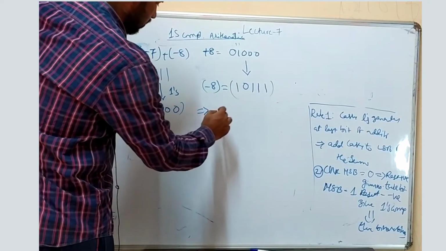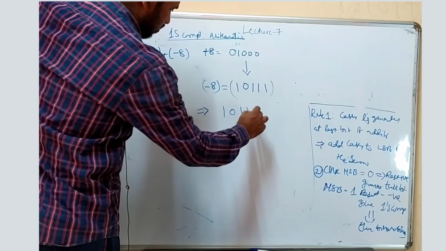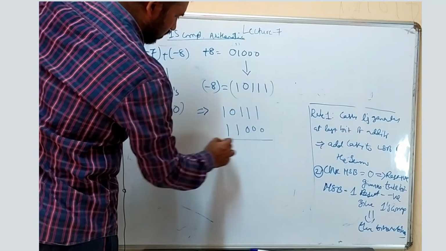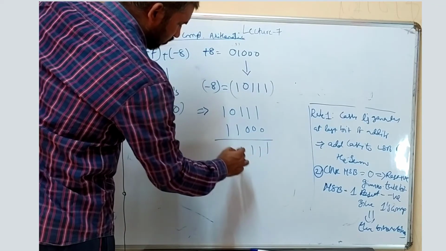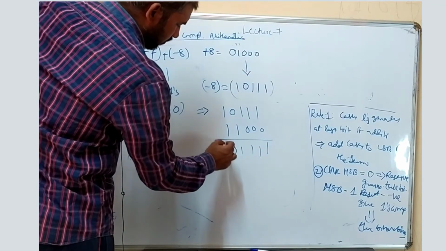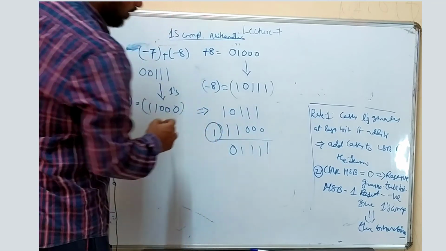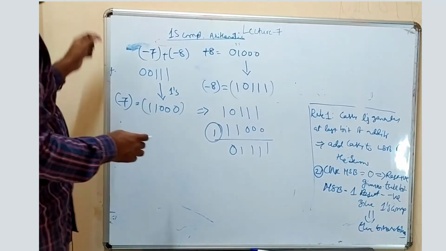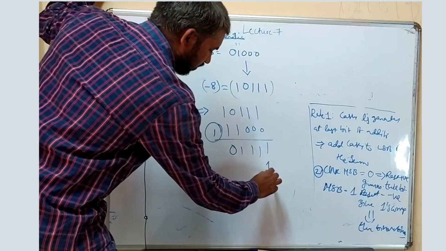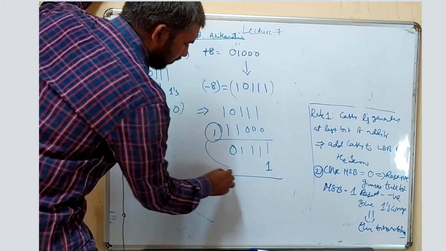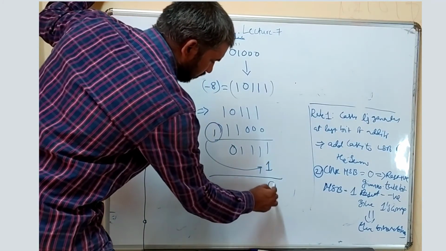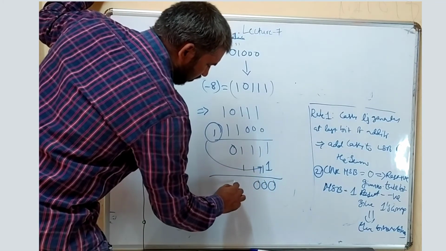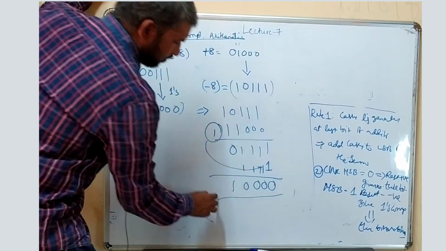Now we add these two, it will be 1 0 1 1, then this will be 1 1 0 0 0. This becomes 1 1 1. 1 plus 1 will be 0 with a carry. As I said, whenever you encounter a carry, you have to add that carry to the LSB. That means you have to write it here. So this carry comes here. When you add, 1 plus 1 will be 0 1, 1 plus 1 will be 0 1, 1 plus 1 will be 1 0. Now we got the result.